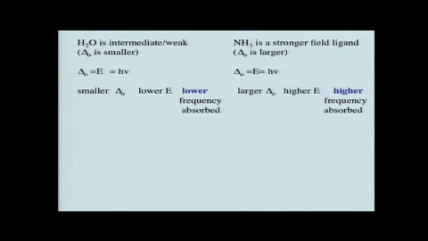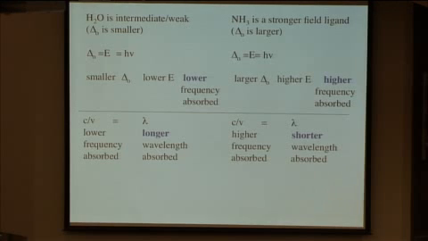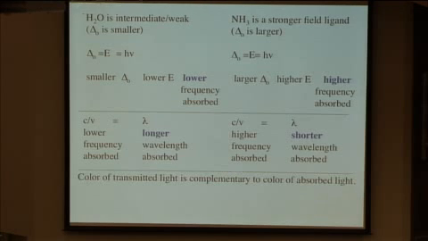So again, we can go through and think about these two cases. When we have a smaller term here, that means a lower energy. This is a splitting energy, and so we'll have a lower frequency. When we have a larger case or a higher energy, we have a higher frequency. Again, if you have a lower frequency absorbed, we have a longer wavelength absorbed. And in this case, the higher frequency translates into a shorter wavelength absorbed. The color of the transmitted light is complementary to the color of the absorbed light.